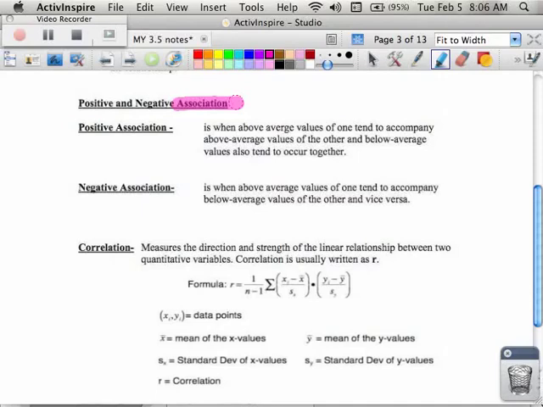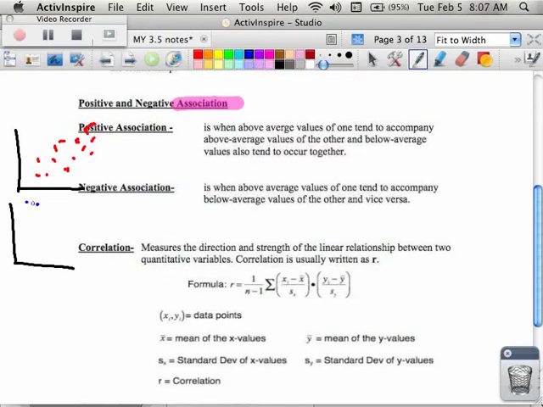A positive association is one where the overall trend of your graph is going up. So if I look at a scatter plot and I see a bunch of dots, and it looks like the general shape of that is going up, that's called a positive association. On the other hand, if I'm looking at a graph and I check out the dots on that graph, and it looks like the overall pattern is going down, that's called a negative association.